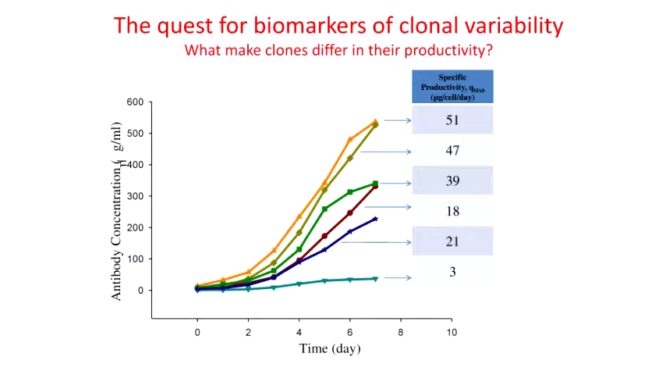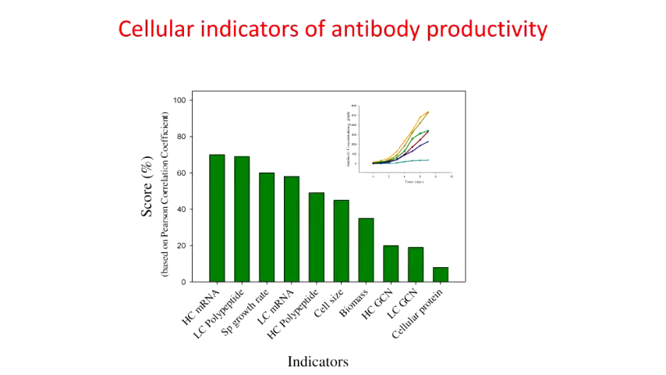We took a few clones of different productivity, and here you see the productivity level of several clones from 51 picogram per cell per day down to 3, a very low productivity cell line. These are all stable cell lines with different levels of productivity. So we wanted to ask the same question: what are the most important markers associated with productivity? And here they are. Again, we found the heavy chain messenger RNA, the light chain polypeptides, and the specific growth rate. These are the most important factors associated with productivity.